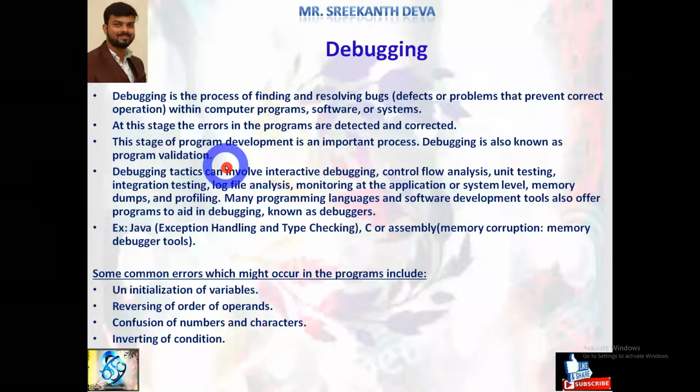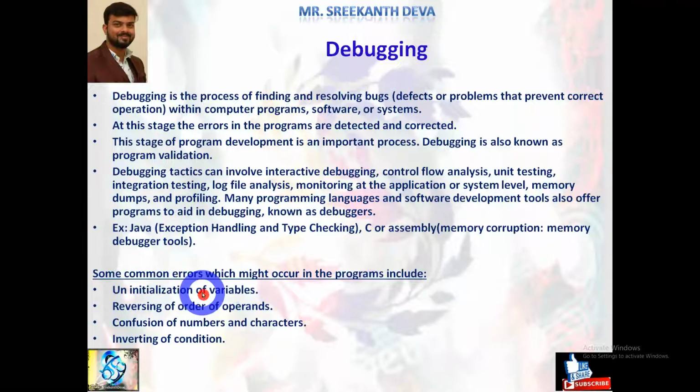Program validation. Debugging tactics can involve interactive debugging, control flow analysis, unit testing, integration testing, log file analysis, monitoring at the application or system level, memory dumps and profiling. Many programming languages and software development tools also offer programs to aid in debugging, known as debuggers. For example, in Java we use exception handling and type checking concepts. In C or assembly, memory corruptions arise, so to avoid them, memory debugging tools are used.